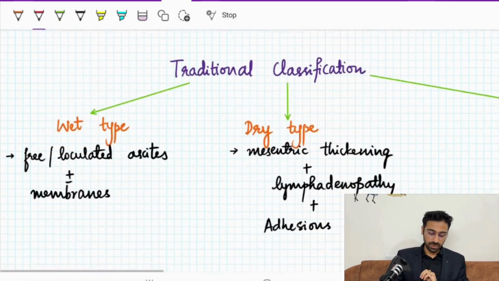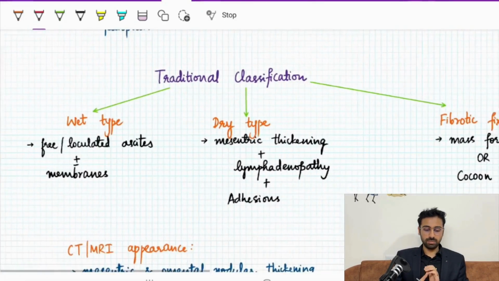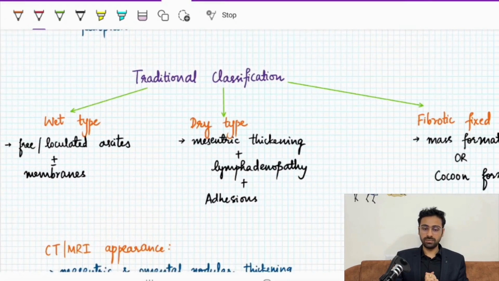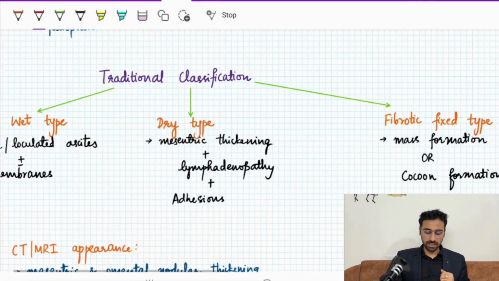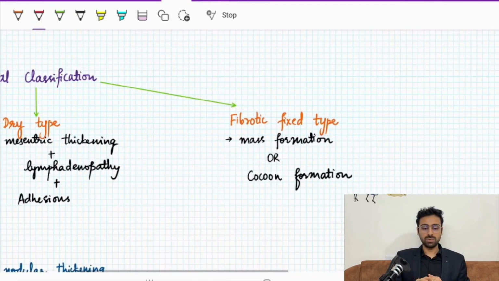Traditionally, we have classified this into three variants, meaning wet, dry, and fibrotic fixed type. In wet type of peritoneal tuberculosis, there is free or loculated ascites with presence of membranes. In dry type, there is mesenteric thickening, omental thickening, lymphadenopathy with multiple adhesions. And in the last, fibrotic fixed type, you can remember this as either a mass forming or a cocoon forming variant.